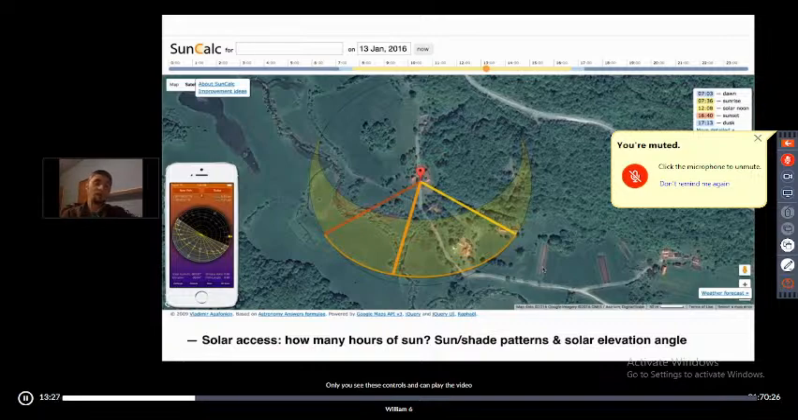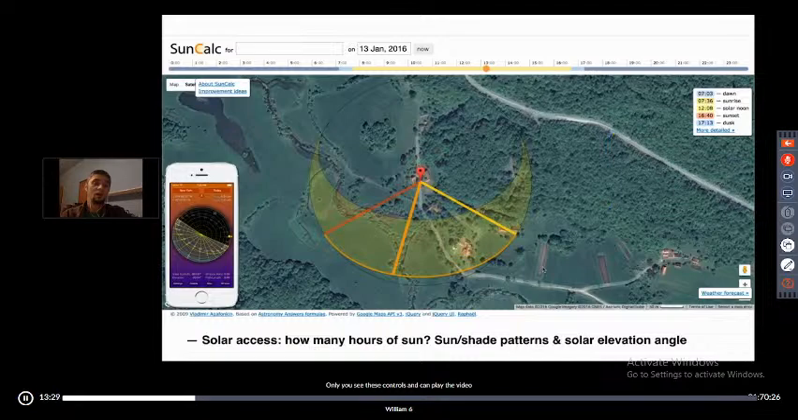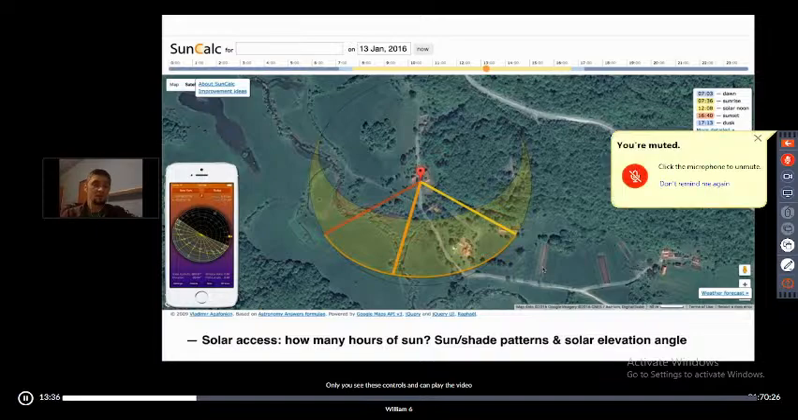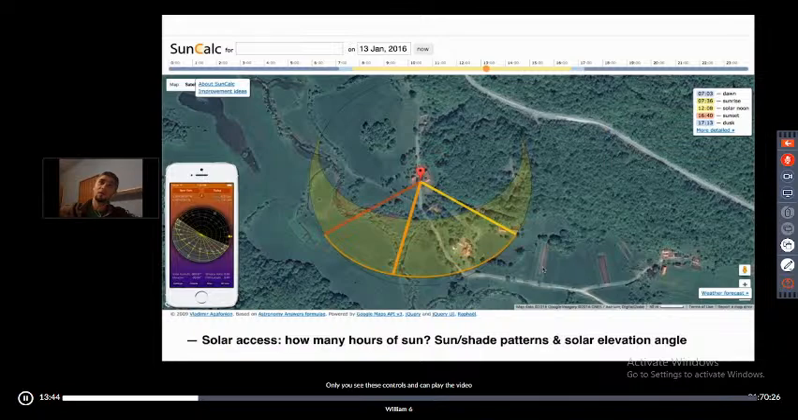But there are also smartphone apps, and there is one called Sun Seeker. You can use it while you're on your site to turn your smartphone over the landscape, and then you can see exactly where the sun will go or is going, where the sun path is. That's pretty useful when you're on the site and you are trying to decide where to position.